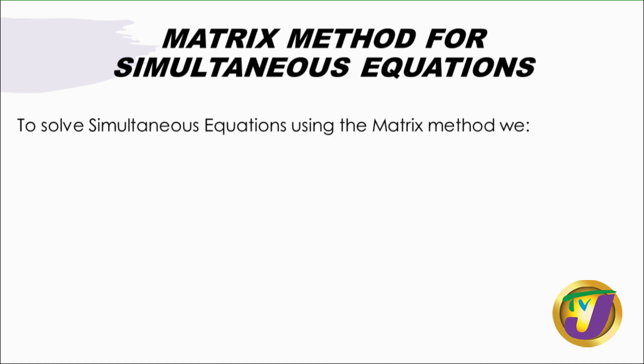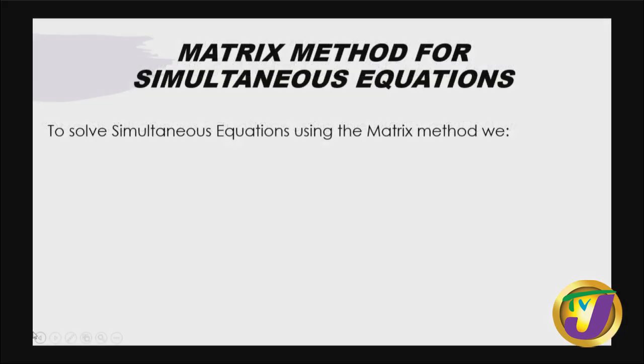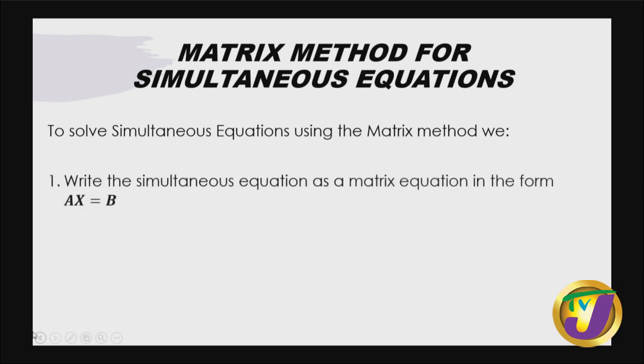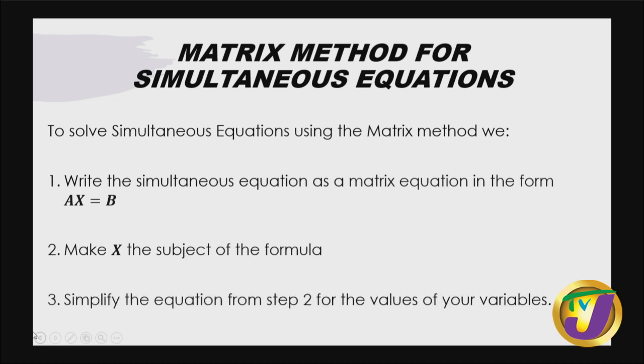Now, to solve simultaneous equations using matrix methods, there are basically three simple steps that we're going to be taking. The first thing that we're going to do, we want to rewrite the simultaneous equations in matrix form. In matrix form, it is given as matrix A being multiplied by matrix X, which gives us a matrix B. After we've done that, we want to make X the subject of the formula, after which we are going to simplify the equation from step 2 for the values of our variables.